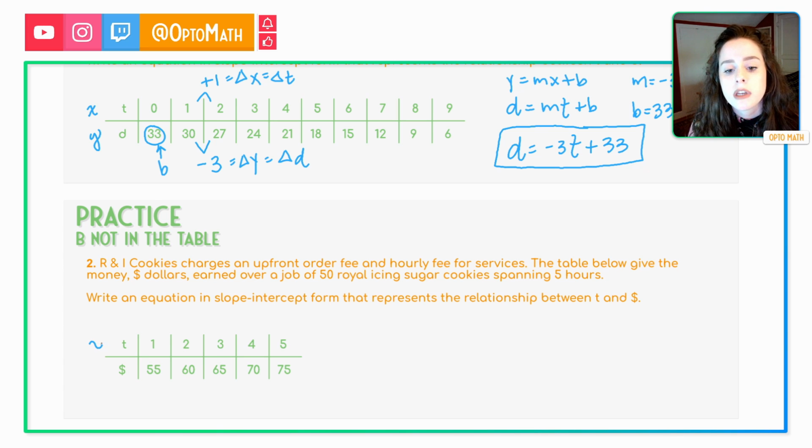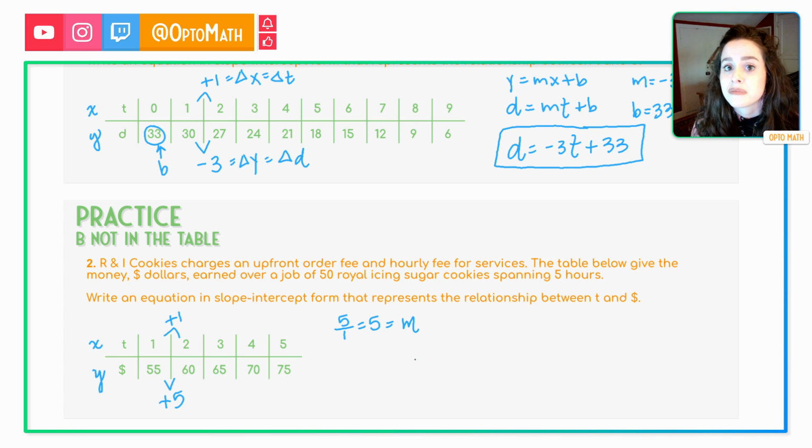So the t is going to be our x, or independent variable, and the money is our y, or dependent variable. So y being our dependent, or our money, we're making a certain amount of money depending on how much time they're working. So let's go ahead and find the slope. So how much money are they making per hour is what the question is. So from 55 to 60, you're going to be adding 5. And from 1 hour to 2 hours, that's just 1 hour. So 5 divided by 1 is 5, and that's your m, or your slope.